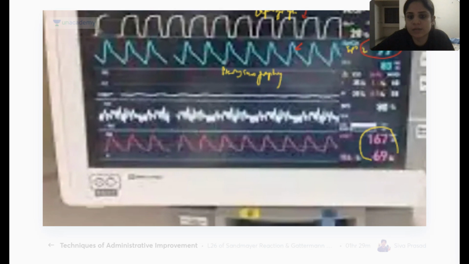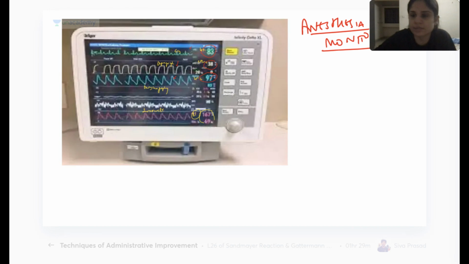167, 69 is what? And what is the red waveform? Yes, this is my blood pressure. And this waveform is the waveform of invasive blood pressure. Anyone, what is invasive blood pressure and where is it taken? It's not non-invasive blood pressure, it is invasive blood pressure. In invasive blood pressure, you will get a waveform like that.